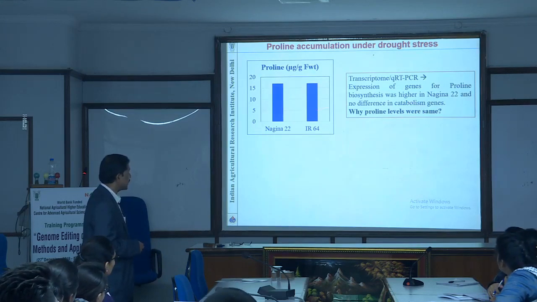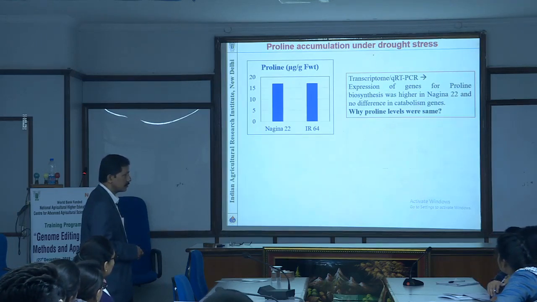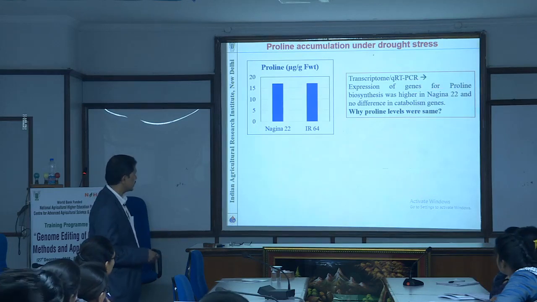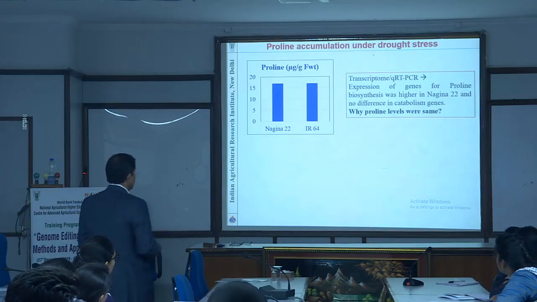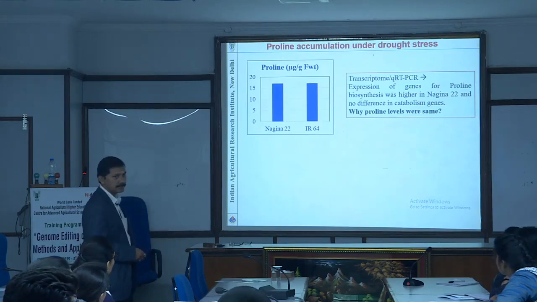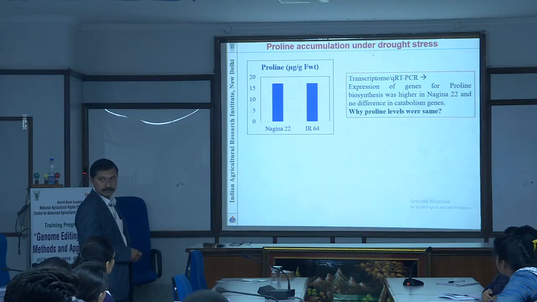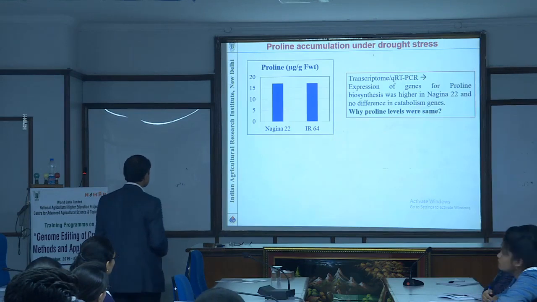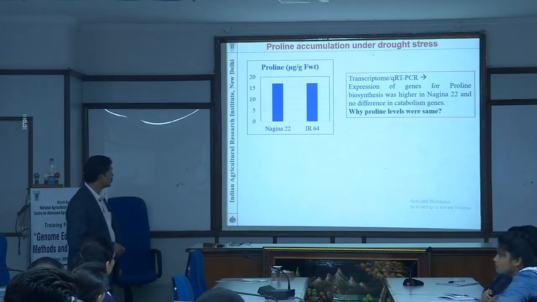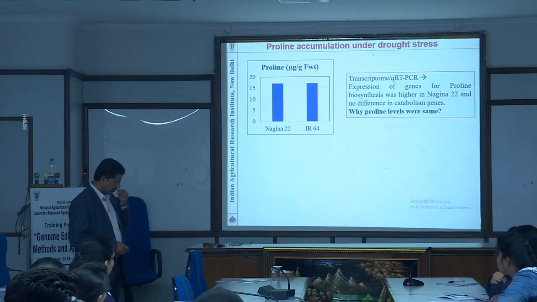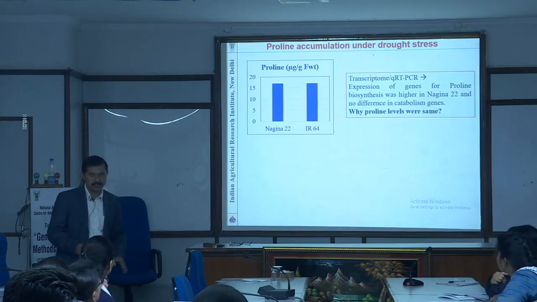So there was a difficulty in explaining the results. So what could be the possibilities? Why does it happen? Assume that the gene is expressed and the expression is proportional to the activity. So what is the problem with this graph? Is there any problem? No, what I am saying is, one assumption is that your expression is directly proportional to concentration. So there is some problem with this graph. Can anyone say what the problem is?